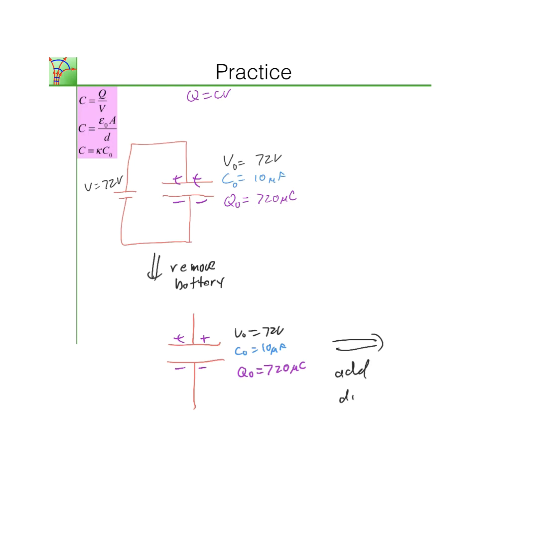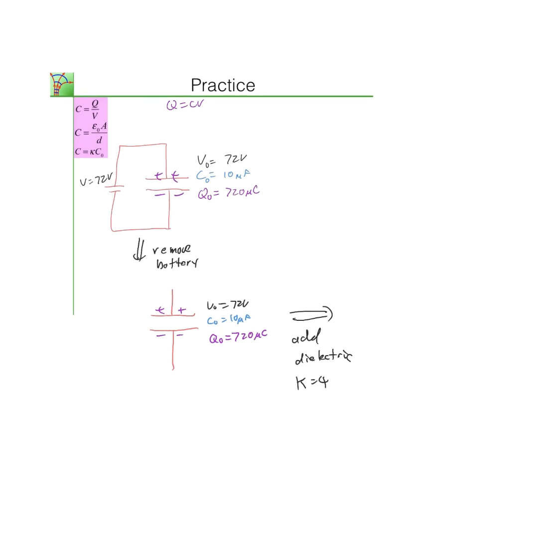We're going to add a dielectric with a dielectric constant of, let's say, 4. So if I add a dielectric to this thing, this is still positively charged, and this is negatively charged. Okay, it's not attached to a battery, so the charge has nowhere to go. So the charge stays the same. It had nowhere to go, so it's still 720 microcoulombs.